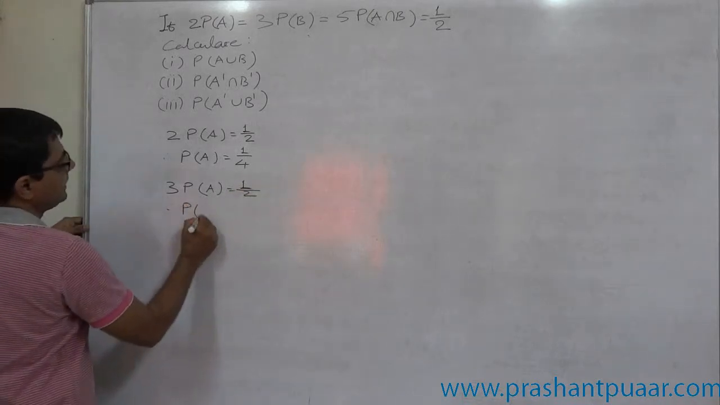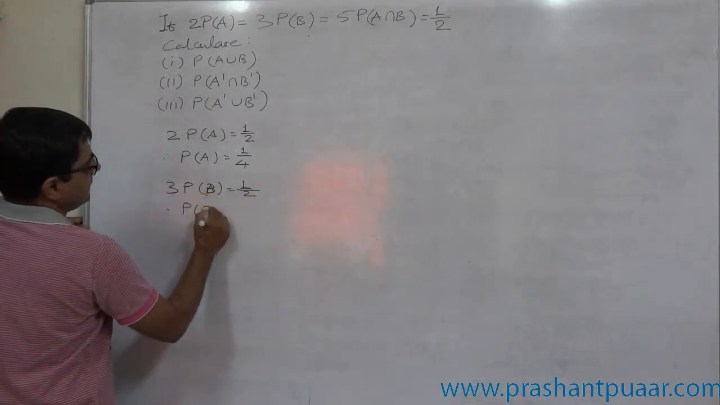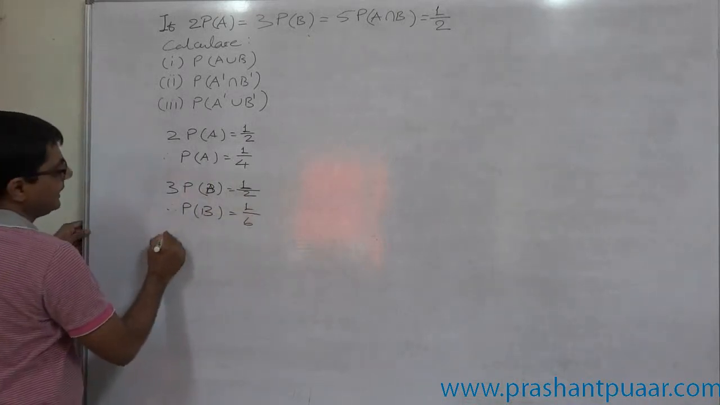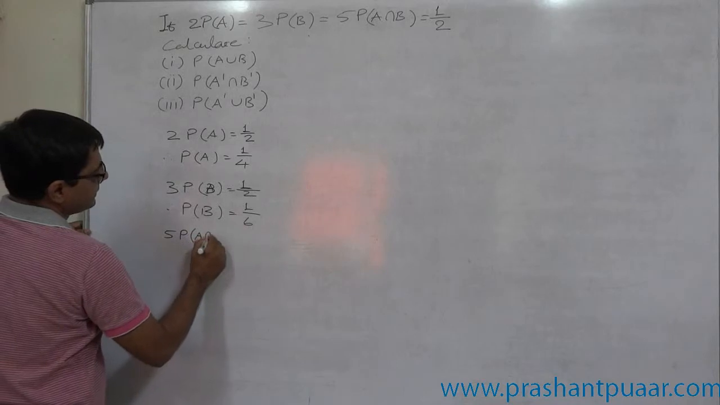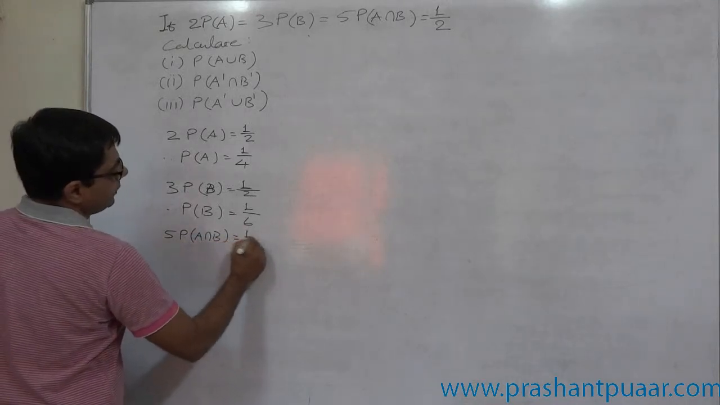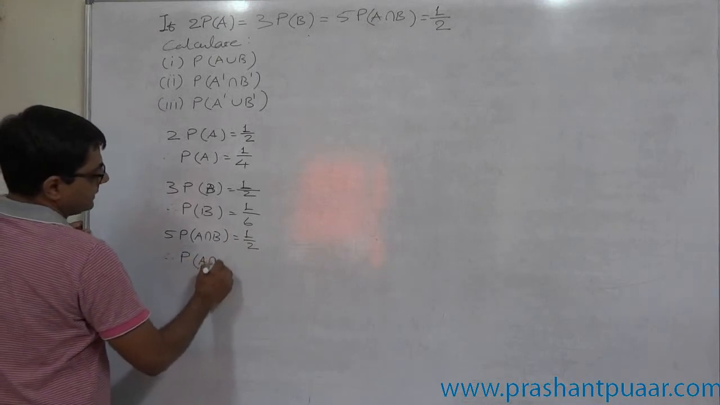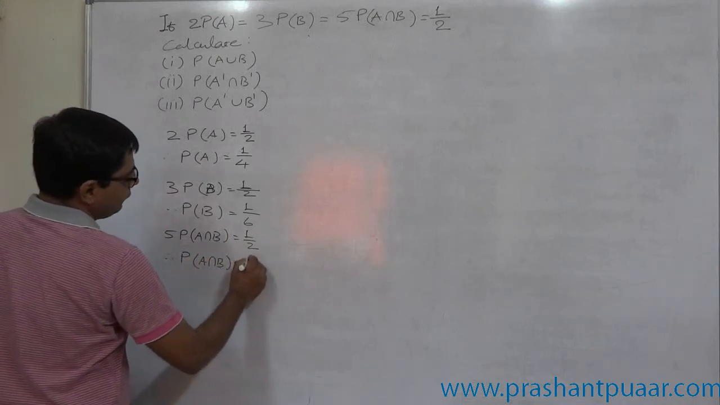That means P(B) equals 1/6. And 5P(A∩B) equals 1/2. Therefore, P(A∩B) equals 1/10.